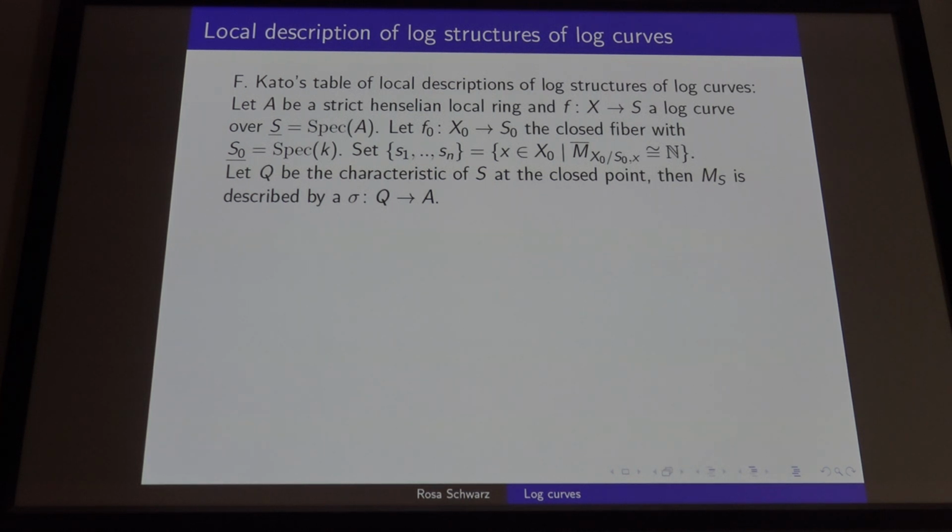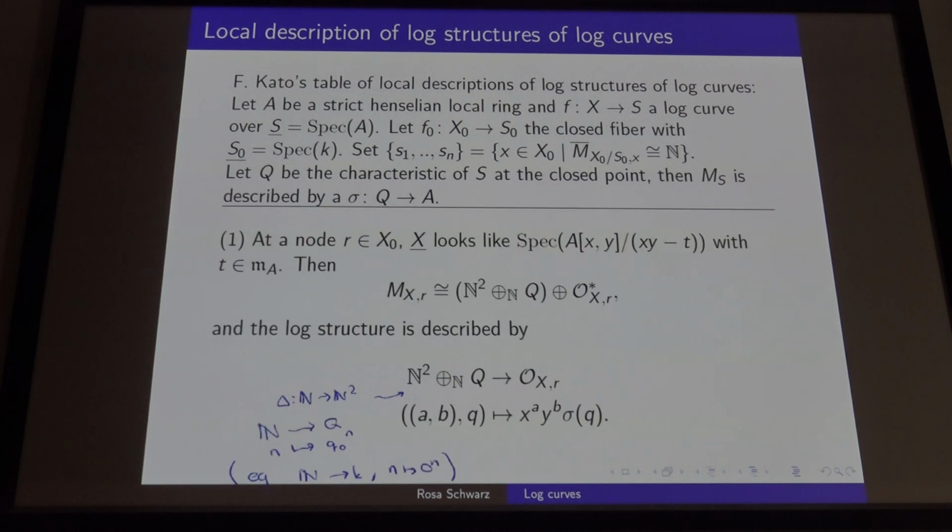And there's smooth points, so then he writes down what your log structure looks like around a node, because at a node the underlying scheme looks like the spectrum of A[x,y] quotient by xy minus t, where t lives in the maximal ideal of A. And then Kato says that there is a splitting of your characteristic monoid at the point R.